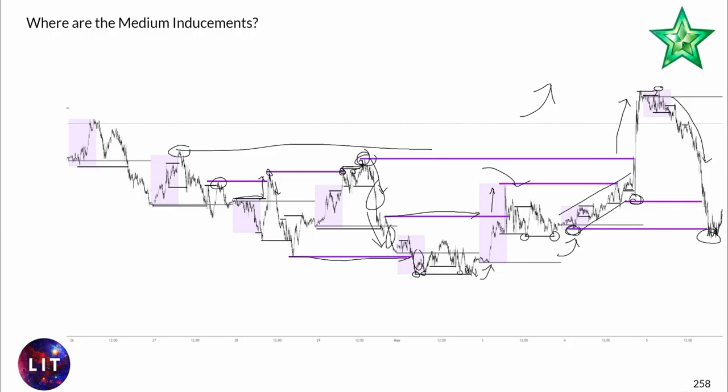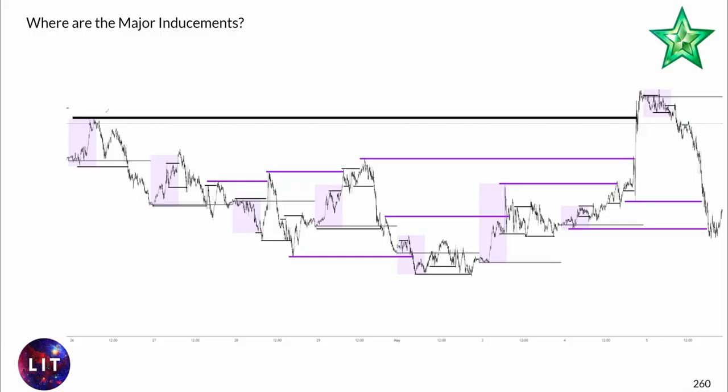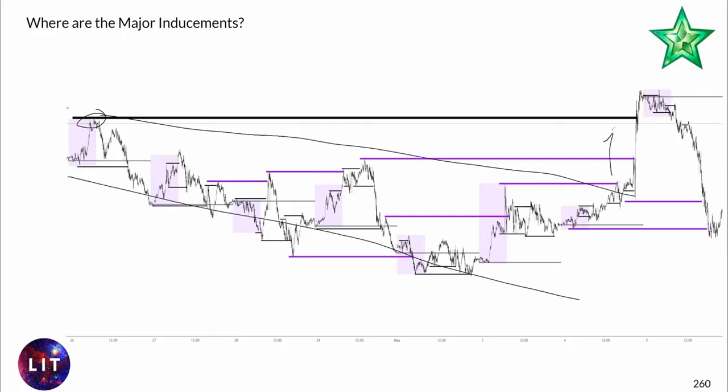Okay, so we're still missing one though. And what are we missing? Well, we're missing the major inducement. Where do you think the major inducement would be? It's going to be the most significant inducement. So obviously our major inducement is this point here. This entire thing was just like a build-up, and you can see we then vector out of that build-up, take this high and that with lots of momentum again, and then continue in the intended direction.